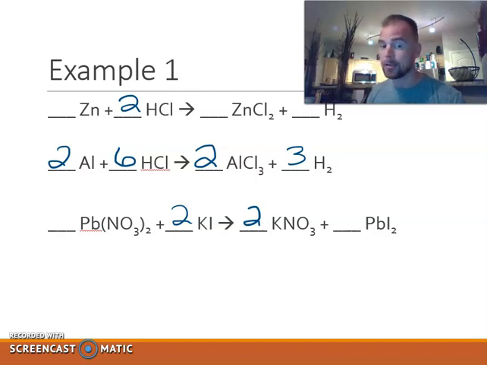My potassiums are balanced. And if I take a look, my leads are balanced already, 1 and 1. And we had 2 iodines on this side, but now we have 2 iodines on the reactant side because we put the 2 there. So that's my balanced chemical equation there.